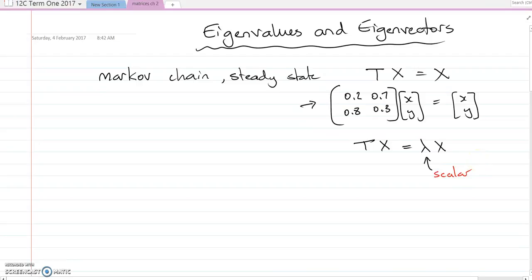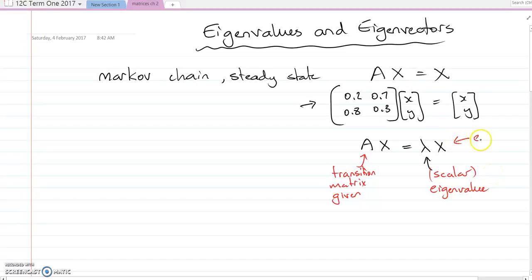All right, and again, we've got our transition matrix, so we're normally using the letter A. At least that's what they use in the textbook. So this is the transition matrix, and we're given that. Okay, transition matrix is a given. We're given the matrix, and we have to solve to find these two things. The scalar, this is a scalar, and this is the eigenvalue. And we have to find x, which is the eigenvector. Okay, we're dealing with matrices, but matrices and vectors are kind of interchangeable.